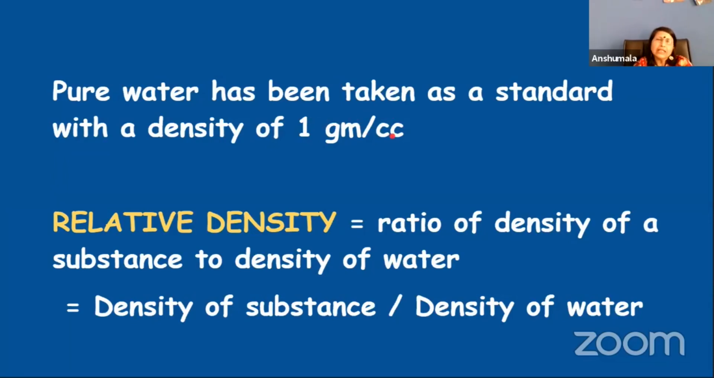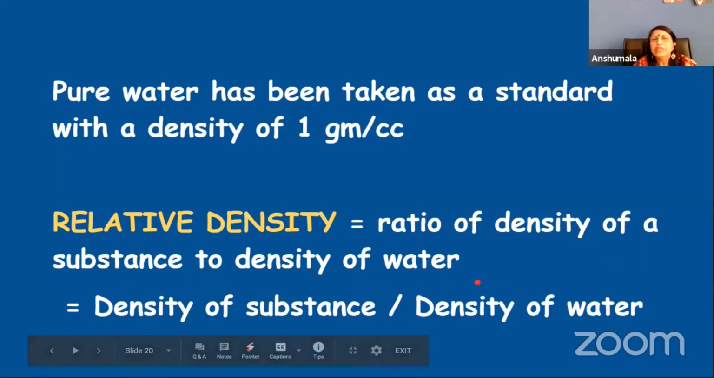So that water acts as a standard for everything else, because water is everywhere on our planet, and so often we need to compare things with the density of water. So water is taken as one, the standard, and we compare everything else's density with the density of water. What we call relative density is the ratio of the density of a substance to the density of water, which is simply the density of that substance divided by the density of water.